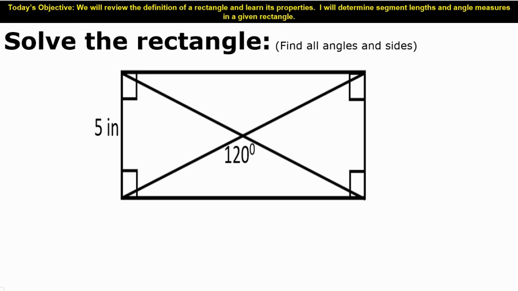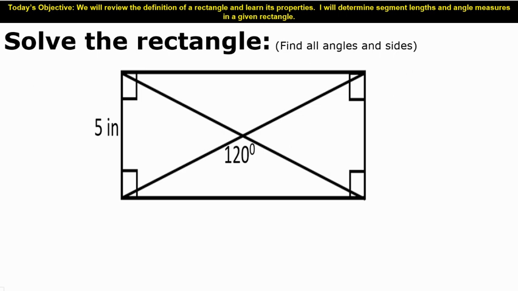All right, the last thing we're going to look at is solving a rectangle. Anytime you're asked to solve a shape, there's a weird sentence, solve a triangle, solve a rectangle. It just means find all the things, find all the angles that are possibly present, find all the side lengths that are possibly present. Okay, so they've given me that it's a rectangle, so I know my angles are 90 in the corners, and they've given me that one side length is 5 inches, and they've given me that an angle at the diagonal intersection is 120.